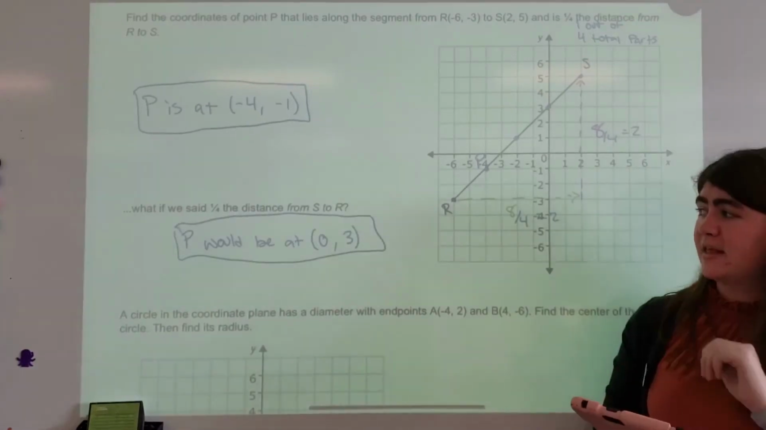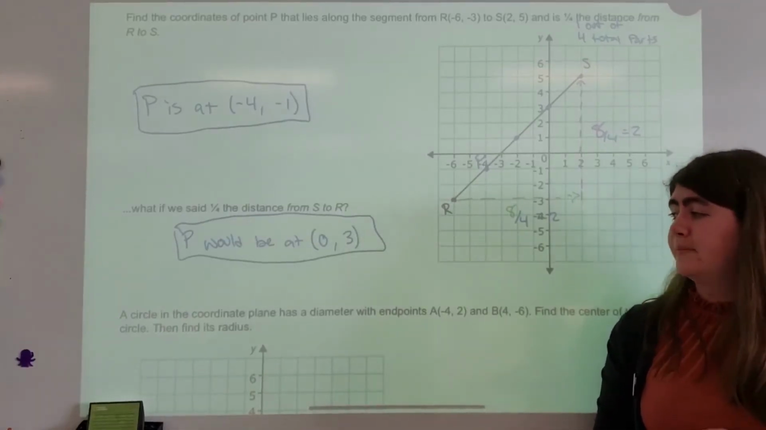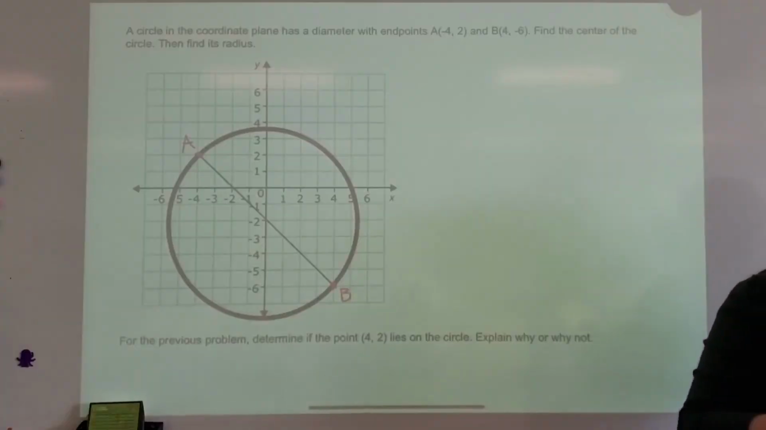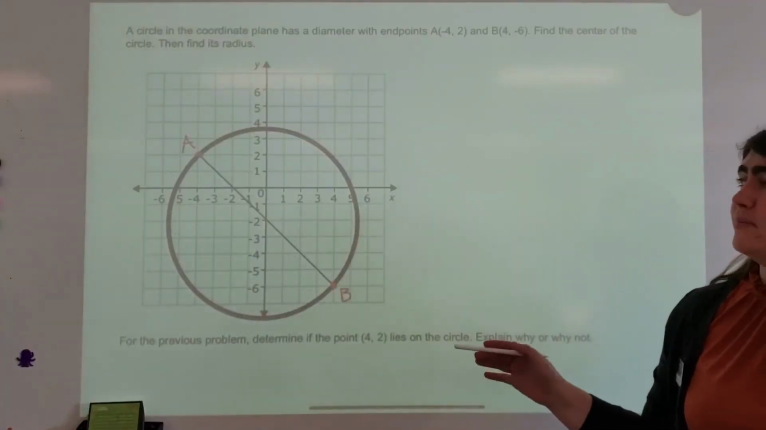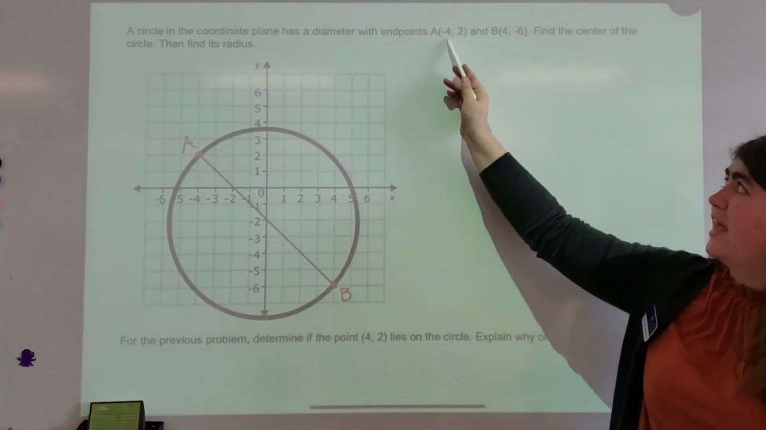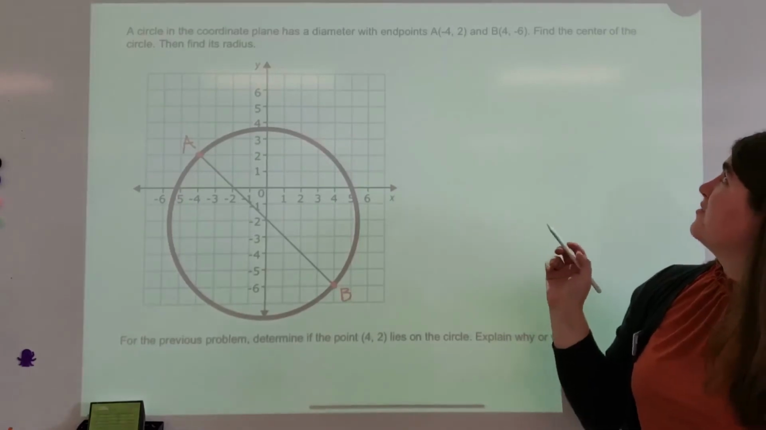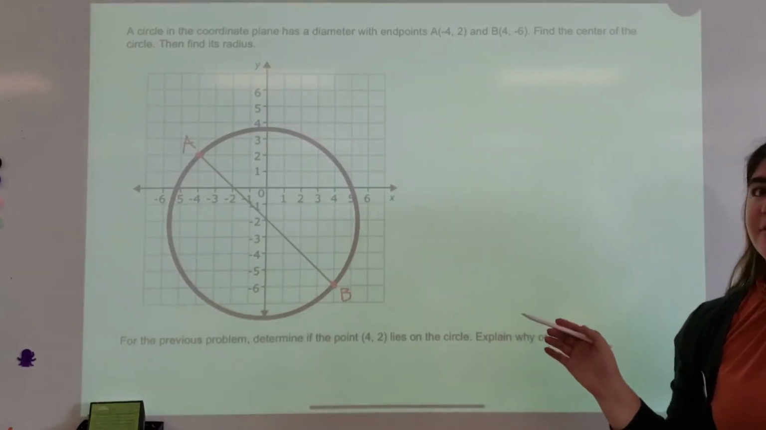All right, so that's how we partition a segment. Now we're going to look at this in a problem that involves a circle. Here we have a problem that says a circle in the coordinate plane has a diameter with endpoints A at (-4, 2) and B at (4, -6). Find the center of the circle, then find its radius.